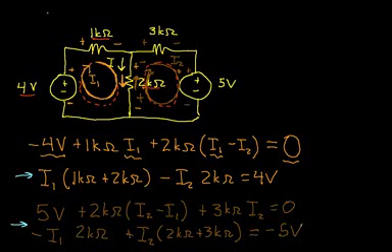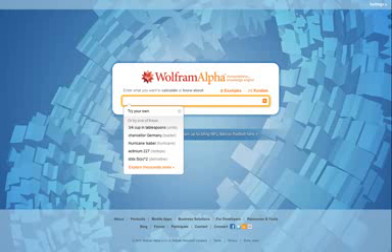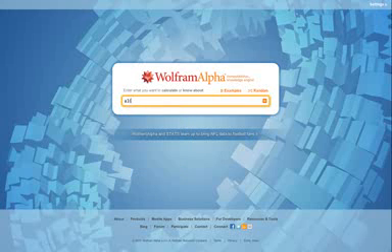Okay, so the first equation will be I1 times 1K ohm plus 2K ohms minus I2 times 2K ohms. I'm going to change this from I1 to just A1, because Alpha tends to think of I as the square root of -1. So we have A1, which stands for I1, times 1K ohms plus 2K ohms, minus A2 times 2K ohms, and this is equal to 4 volts, if I've done that correctly.